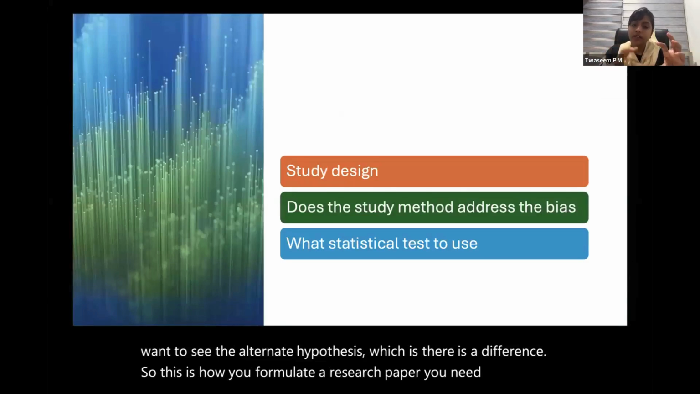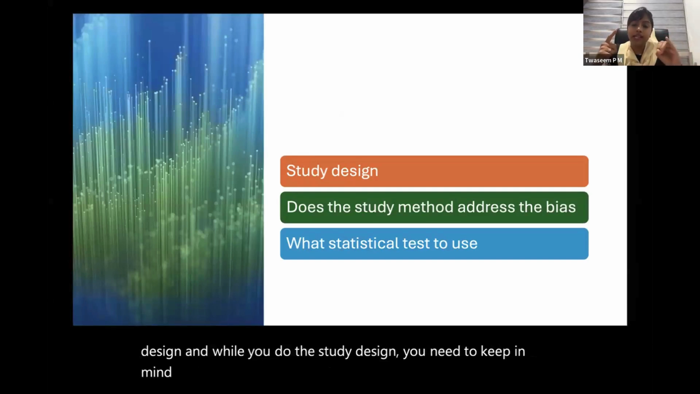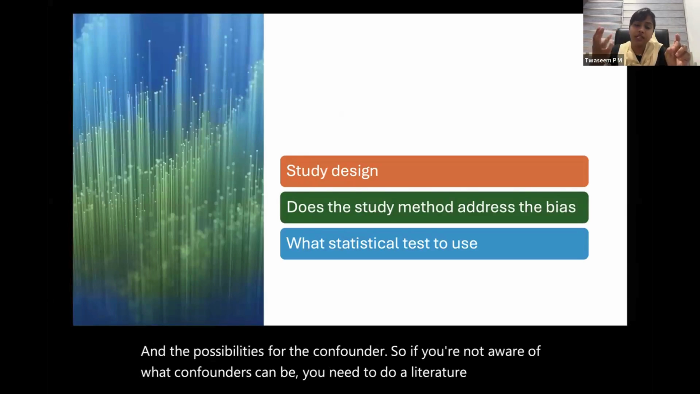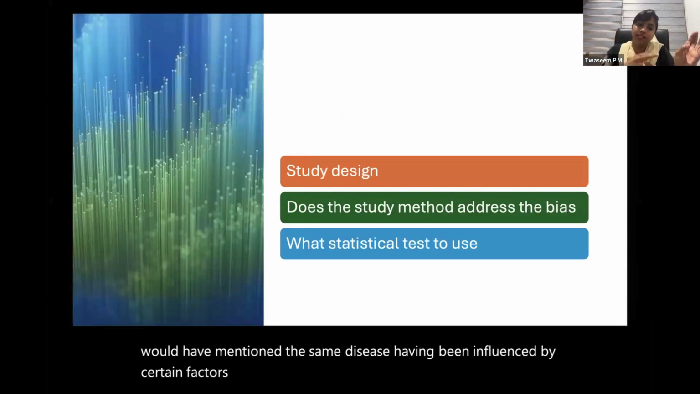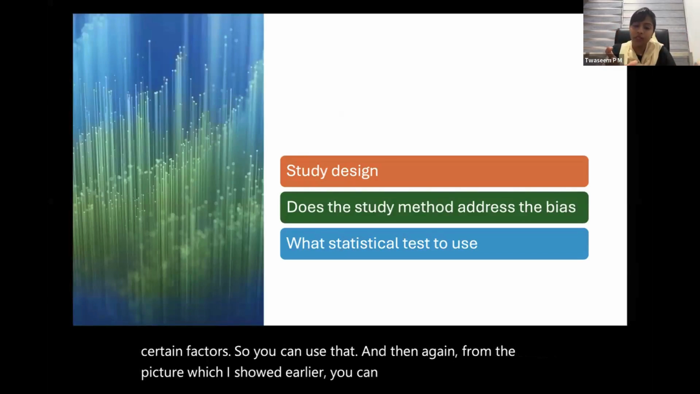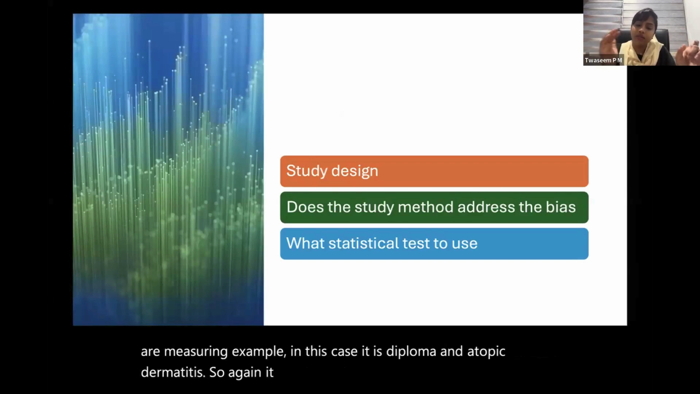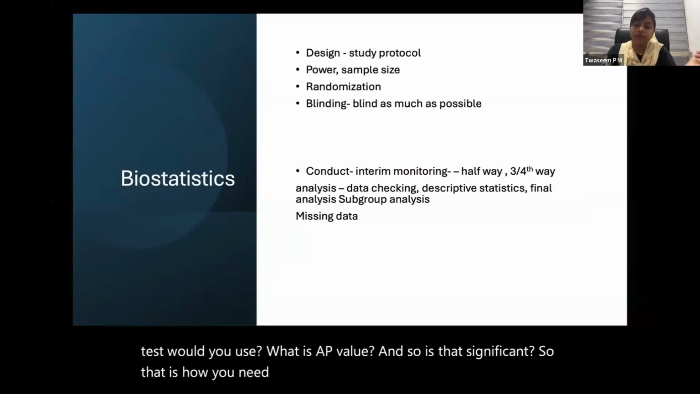You need to see the design, and while you do the study design, you need to keep in mind the possibilities for bias and for confounders. If you're not aware of what confounders can be, you need to do a literature search where they would have mentioned the same disease having been influenced by certain factors. And then, from the picture which I showed earlier, you can see what variable you are measuring. For example, in this case, it's dupilumab and atopic dermatitis, so again it's a dichotomous variable. What statistical test would you use? What is the p-value? And is that significant? That's how you need to design your study.